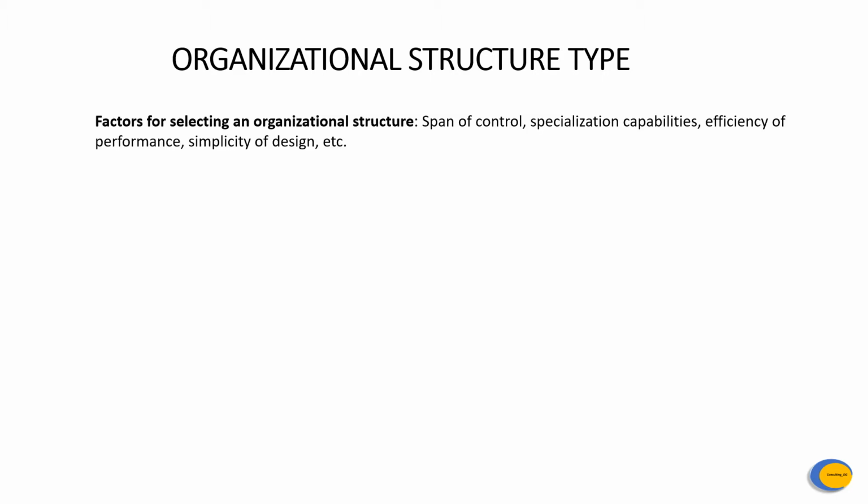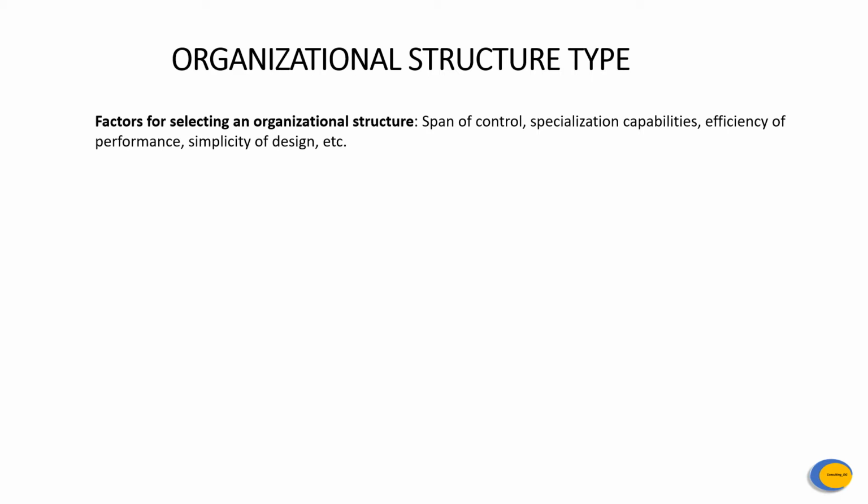Each organization considers a number of factors for inclusion in the organizational structure, and each factor carries different levels of importance. To mention a few: span of control, degree of alignment with the organization objective, delegation capability, simplicity of design, efficiency performance.